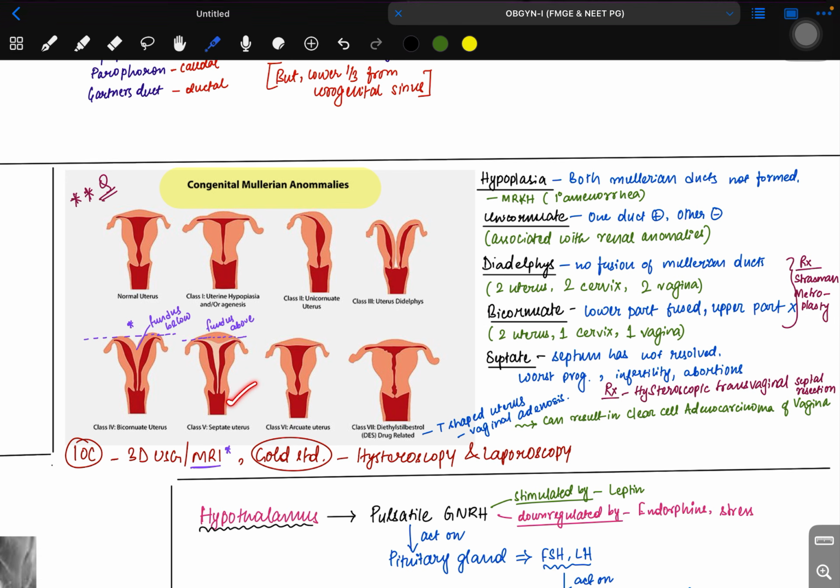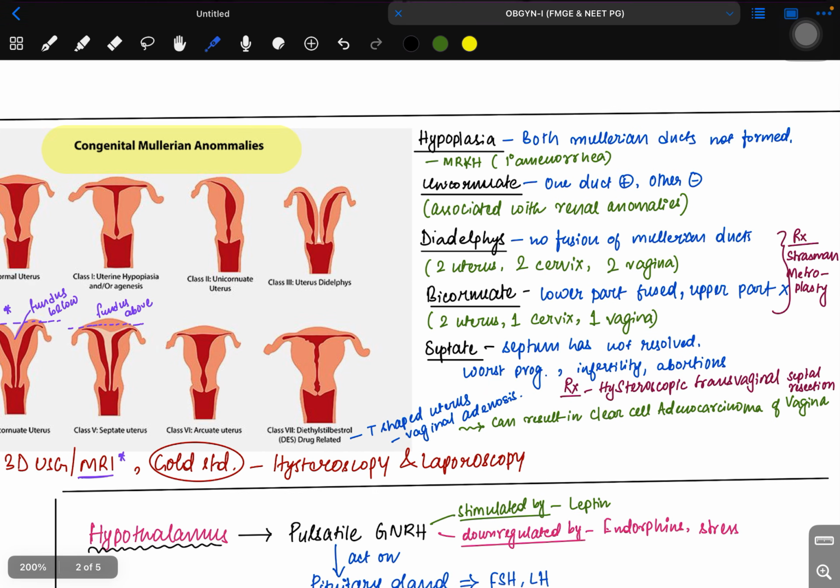Then comes the septate uterus, this one. Here what happens, the septum has not resolved and it will give the worst prognosis. It can lead to infertility and abortions. What is the treatment for septate uterus? It is hysteroscopic transvaginal septal resection.